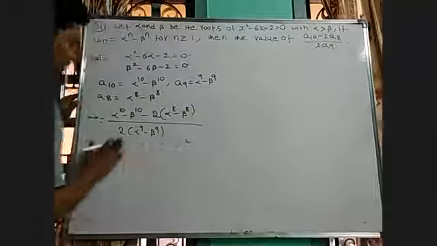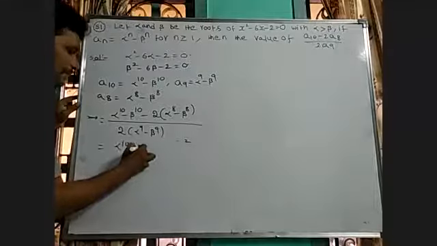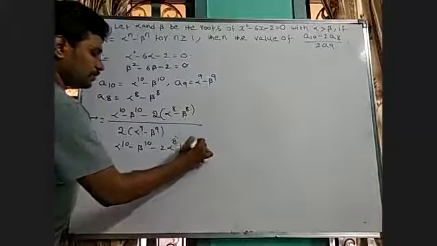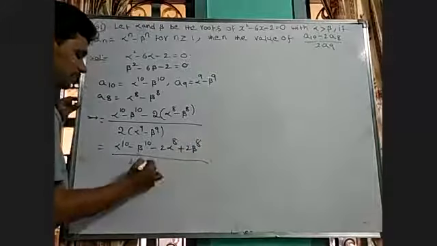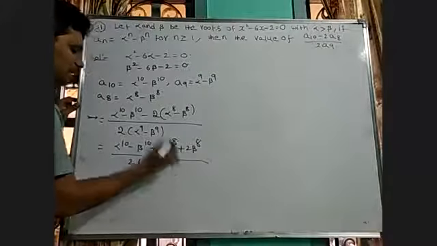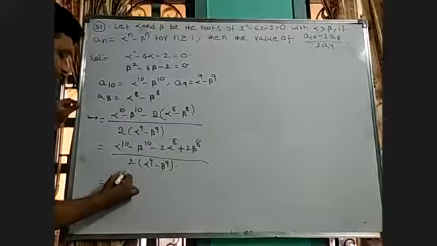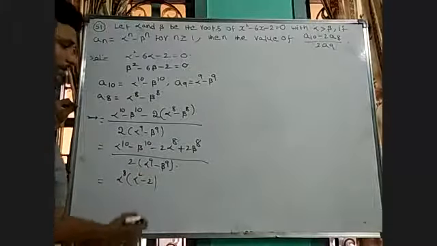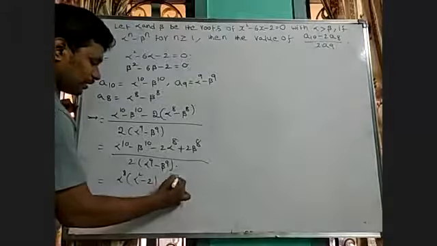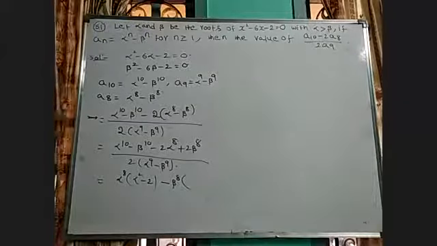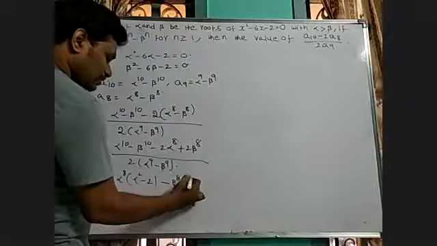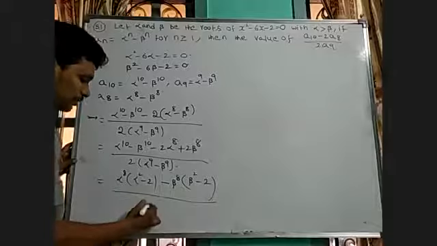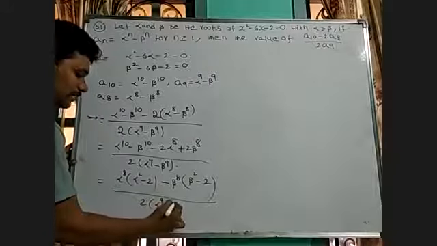Okay, otherwise we can do like this: alpha to the power 10 minus beta to the power 10 minus 2 alpha to the power 8 plus 2 beta to the power 8, by 2 into alpha to the power 9 minus beta to the power 9. Here, if we take alpha power 8 common, alpha square minus 2. If you take minus beta power 8 common, what do we get? Beta square minus 2, by 2 into alpha power 9 minus beta power 9.